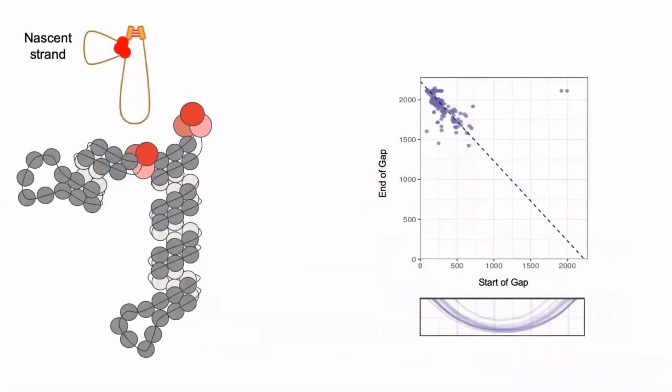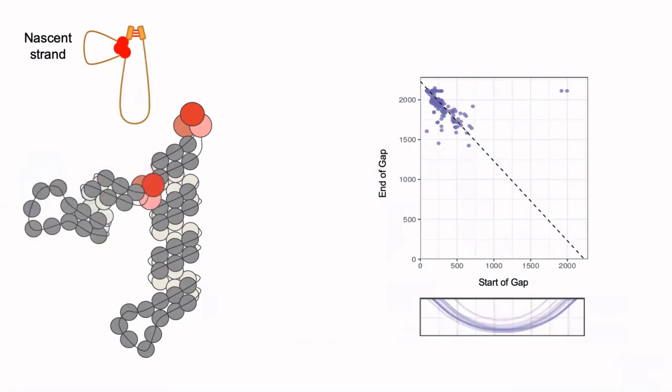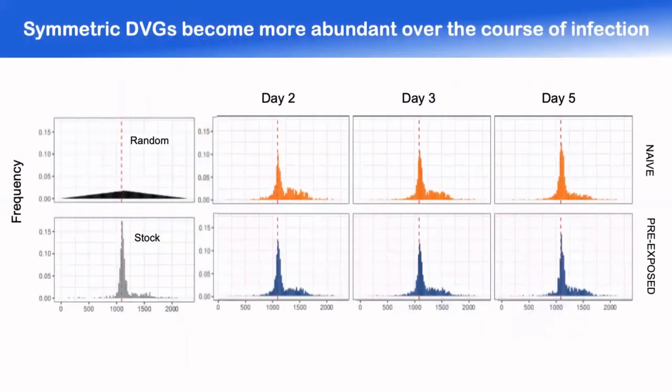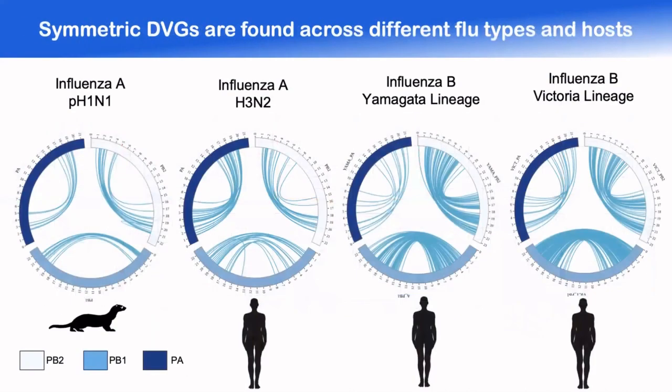So if I do my little cartoon here, what you have is that nascent strand that is going down, down, down, and all of a sudden, we think what happens is that it skips because it recognizes another site. So in fact, what we see is that all the DVGs are very symmetric because it's recognizing something that is in geography on the structure very close. And so over the course of the infection, what we do see is that we have more abundant symmetric DVGs. So they become smaller, but they're very symmetric over the course of the infection.